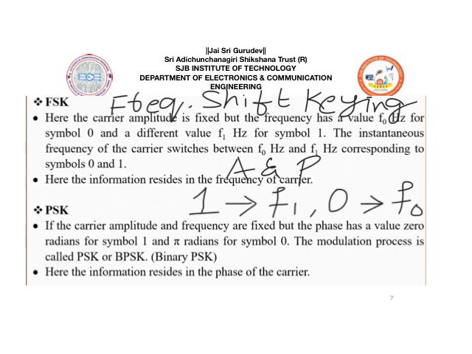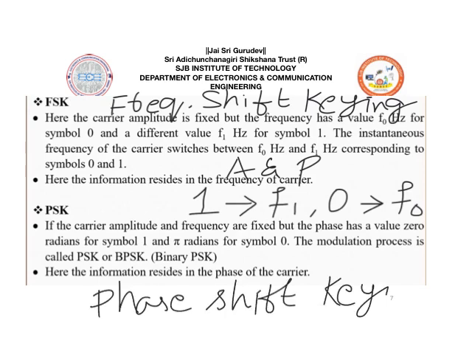Now moving further, the third type of digital modulation scheme is PSK. PSK stands for phase shift keying. In PSK, the information resides in the phase of the carrier.